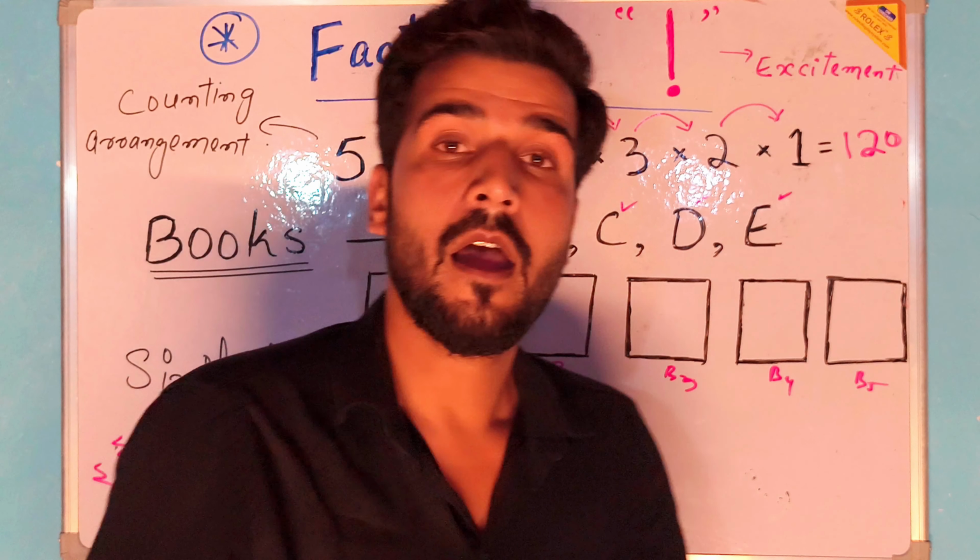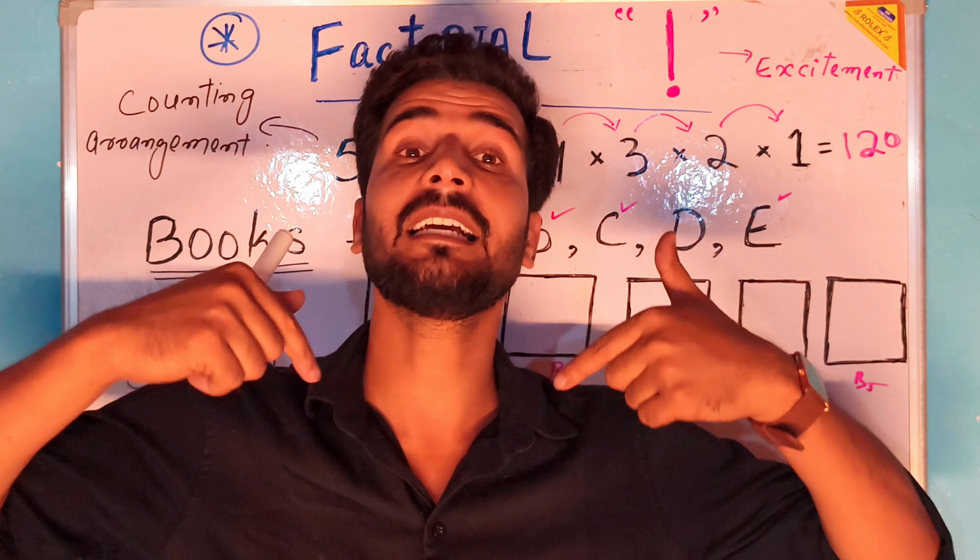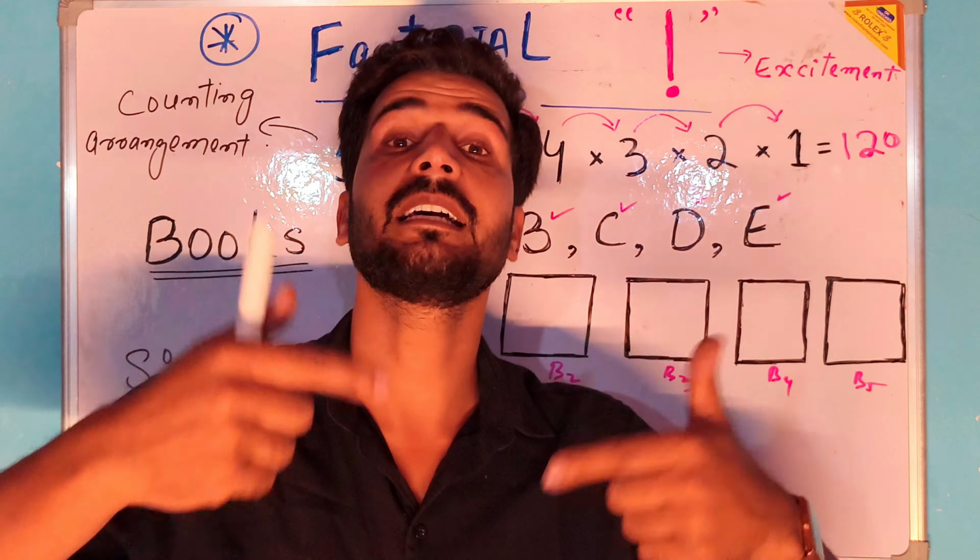Now we have to find the total number of arrangements of these 5 books. How can we find it? We find it by using the concept of factorial, multiplying the whole numbers below 5 until we reach 1. So what does this 120 mean? This 120 means the total number of arrangements of these books.